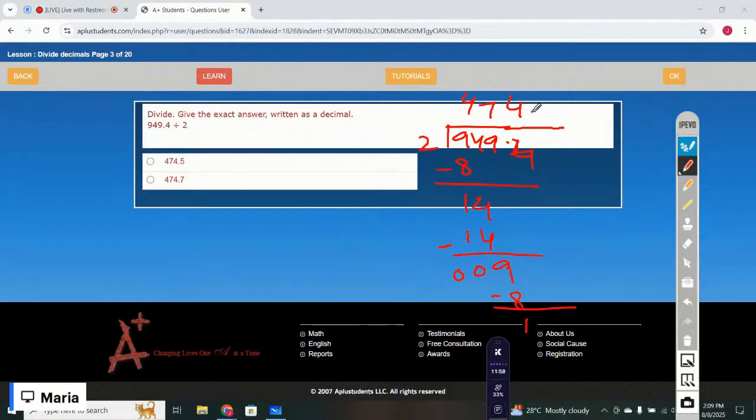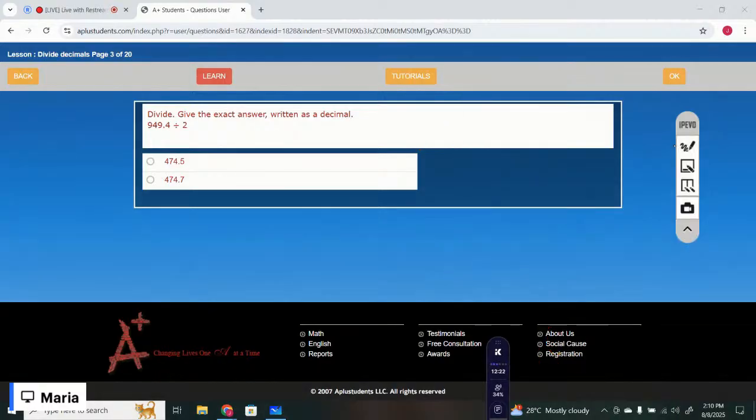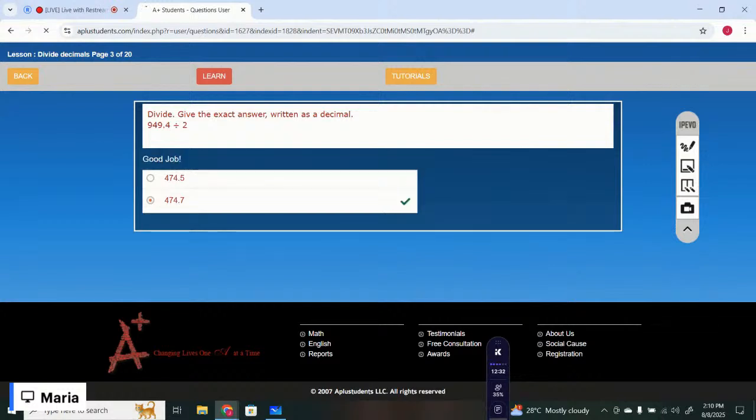We have a decimal point over here, so put decimal point in the quotient. 2 times 7 is 14. 14 take away 14 is 0. That is 474.7. Option number 2 is the correct option. Please do each and every question on your notebook. That's why most of you usually don't know how to do the long division questions with the long division method.